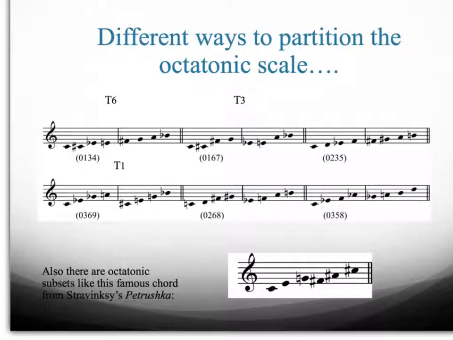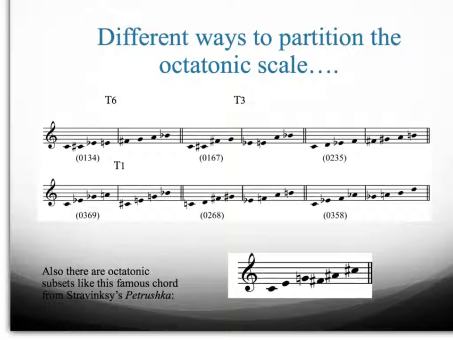This slide shows how an octatonic scale can be partitioned into symmetrical tetrachords in different ways. So for instance, if you take C, C sharp, E flat, E natural, which amounts to the 0, 1, 3, 4 tetrachord, and you T6 it, which means you transpose it 6 semitones above, then the resultant collection amounts to octatonic 0-1. The same thing can be done with this tetrachord called 0167. You combine that with its transposition 3 semitones above, or T3 it, and it also yields the octatonic 0-1.